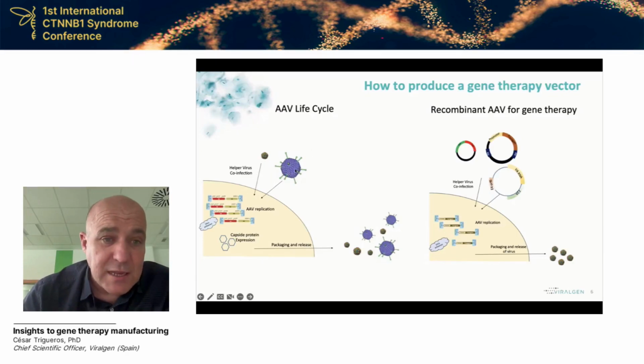In this case, like I said, it needs another virus. So this co-infection gives the cell, and the virus, the possibility to replicate, to form more virus, and to go out.